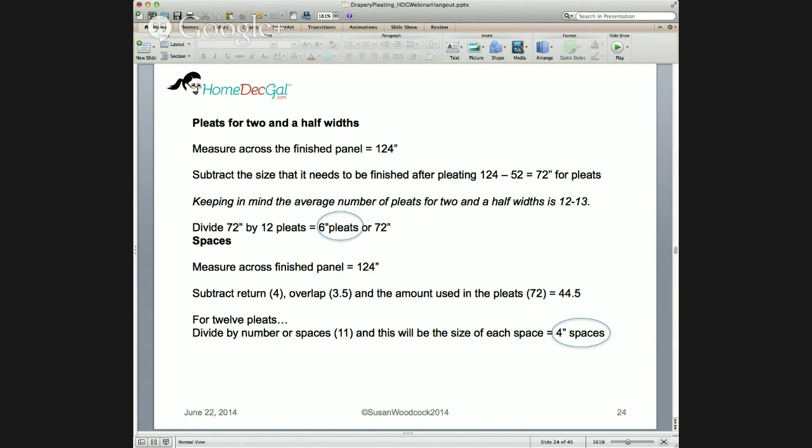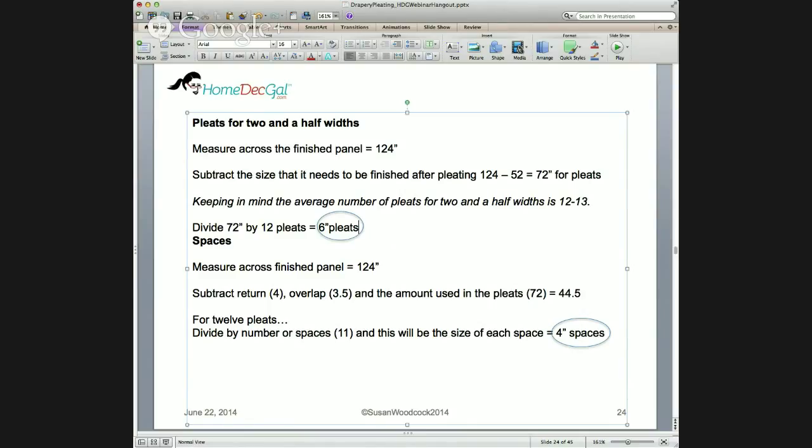And I don't know why it says that right there. Let me just make that go away. It is 72 inches, but there we go. So it's divide 72 by 12, we have 6-inch pleats.